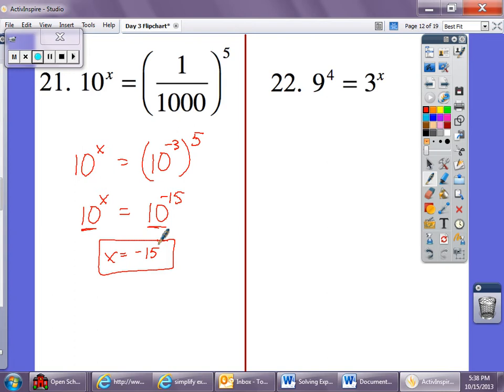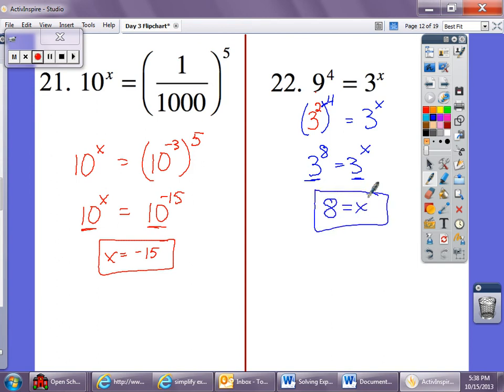When we look at 22, they don't have the same bases, so we can change the 9. Well, 9 is 3 to the second power, times 4, equals 3 to the x. Well, we multiply these two, so this becomes 3 to the 8th equals 3 to the x. So same bases now, 8 equals x. So our goal here is to get the bases to be the same.